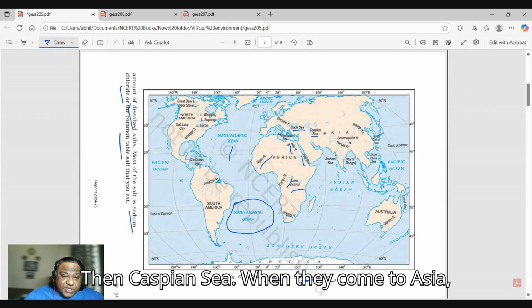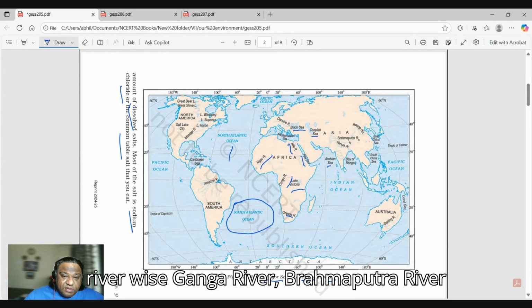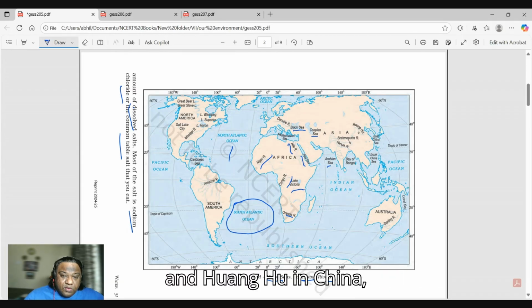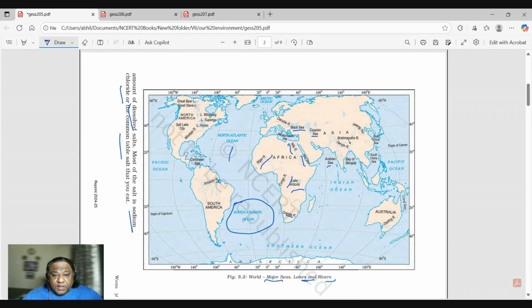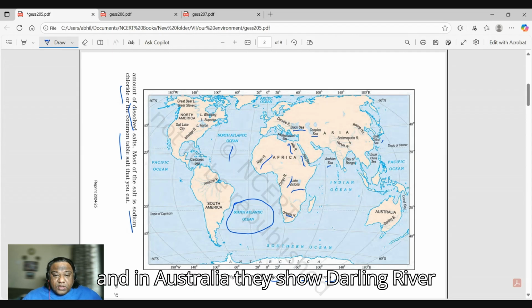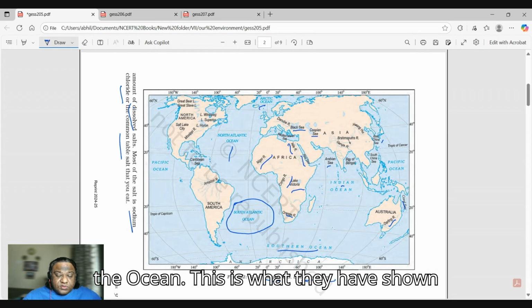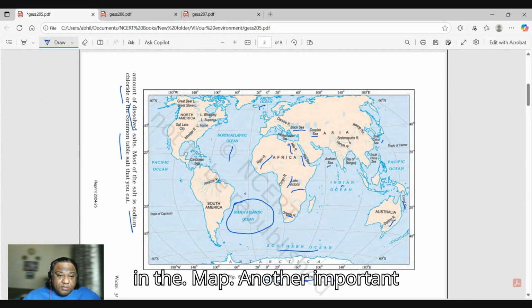When they come to Asia, they show the Arabian Sea, Bay of Bengal, and river-wise Ganga River, Brahmaputra River, and Huang He in China, South China Sea, East China Sea, and in Australia they show Darling River and Coral Sea. So this is what they have shown in the map: the Indian Ocean, Southern Ocean, and Arctic Ocean.